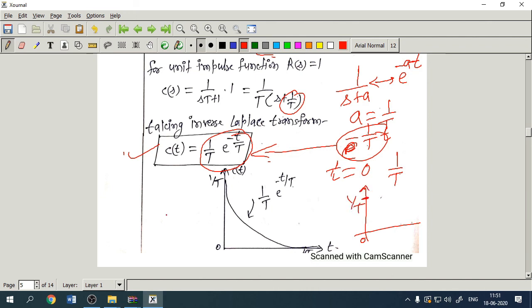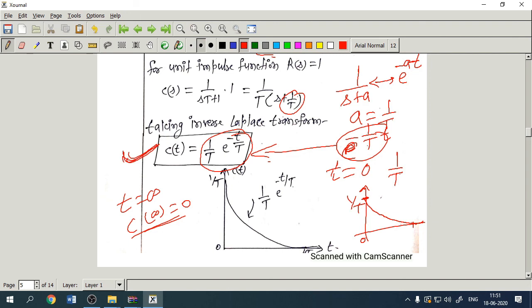The graph starts here. And put t equal to infinity. t equal to infinity means e to the power minus infinity is 0. Then C of infinity is equal to 0. That means at t equal to infinity, the output is 0. Then the exponential decay function is something like that. This is how we plot this curve C(t).